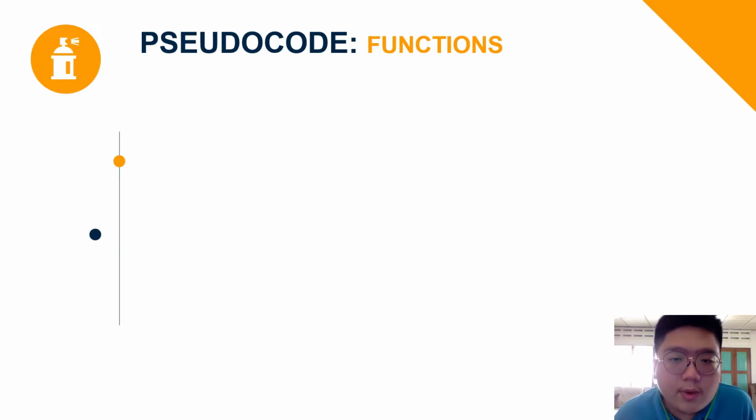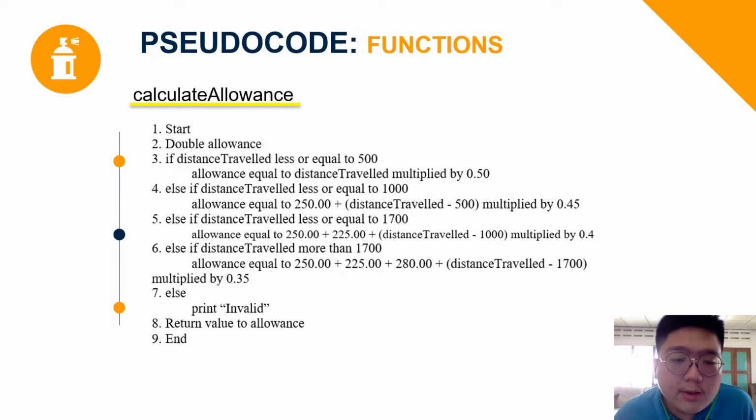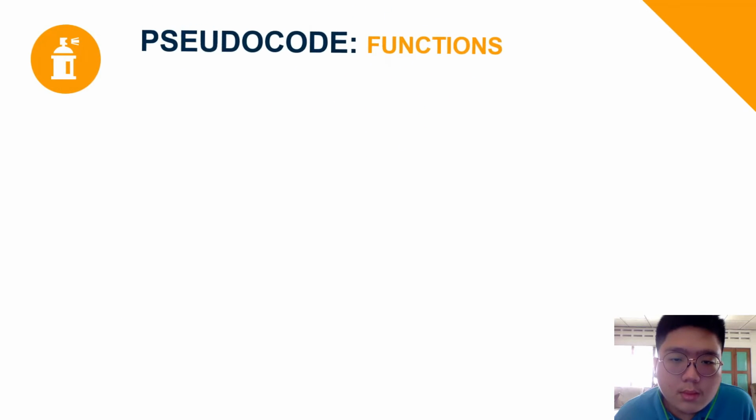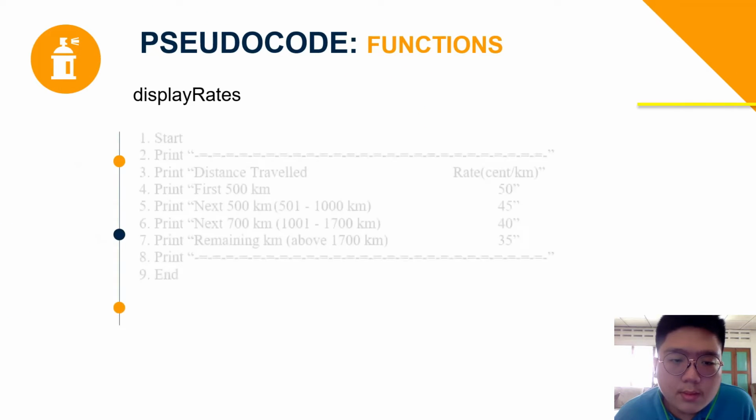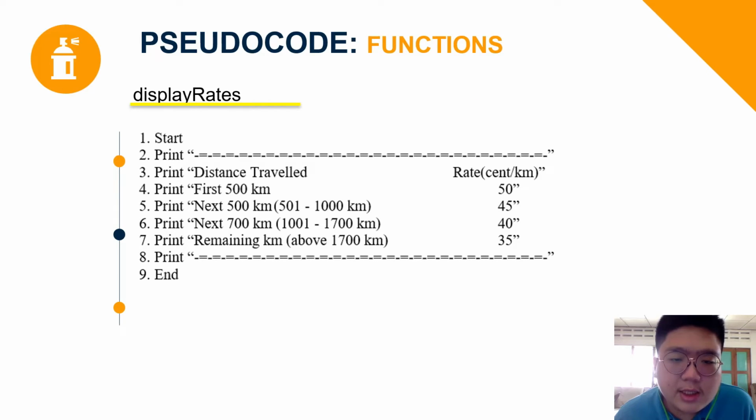After that, we will come to the pseudocode of our functions. First, calculate allowance. This function will calculate the total allowance by using a simple calculation. And this function just displays the rates that we calculated just now.